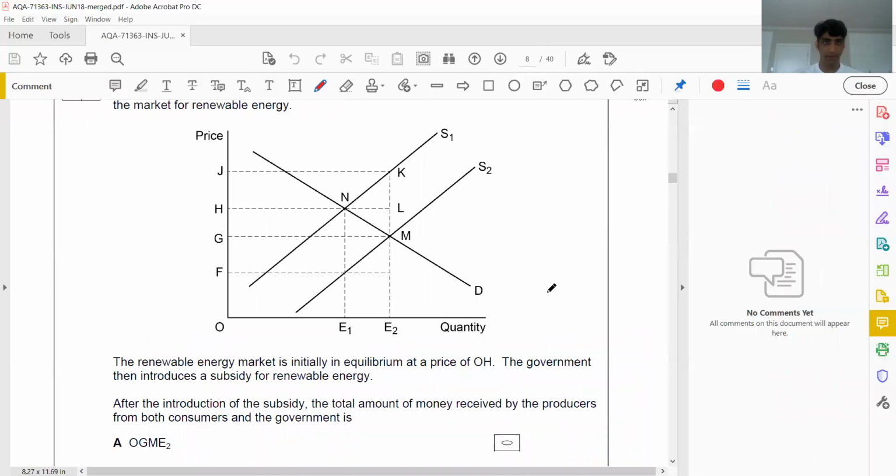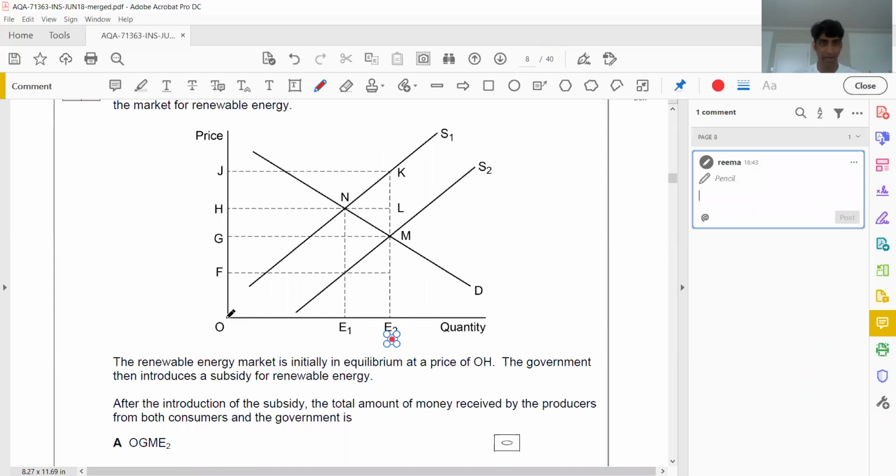The consumer pays price times quantity. That's what I want to know. So first I want to know the quantity. How much quantity will I sell? Brilliant, it's E2, because of the meeting point between D and S2, the equilibrium. So the equilibrium quantity is E2. So we know that part, and we can highlight this.